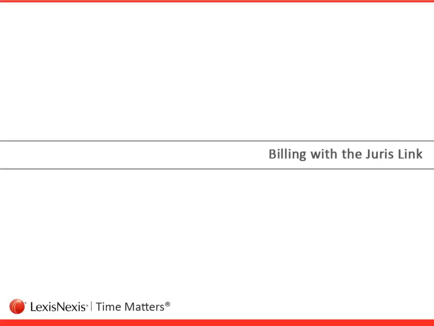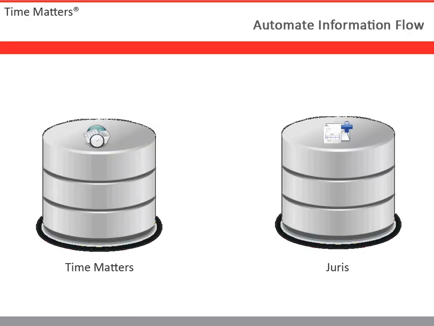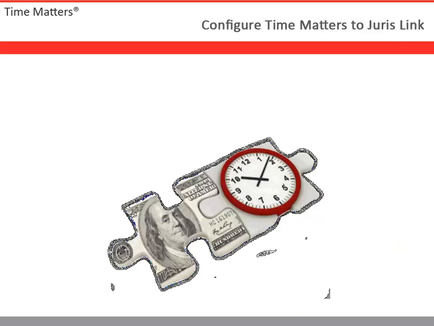Welcome to the Time Matters On-Demand lesson on billing with the Juris link. If your firm uses Time Matters for practice management and Juris to administer finances, you can automate the flow of information to ensure accurate data synchronization between the two applications and eliminate the need to manually create client and matter records in both. Time Matters must first be configured to communicate with Juris.